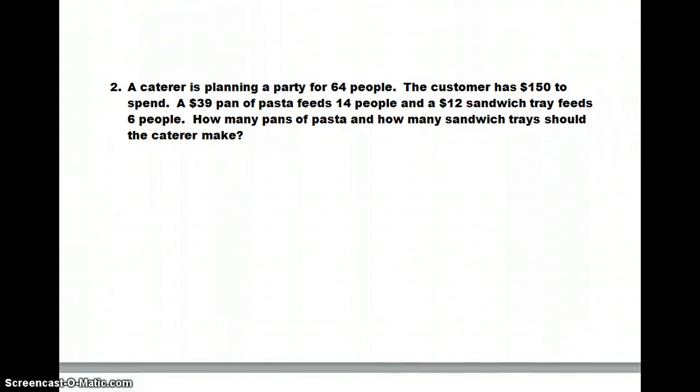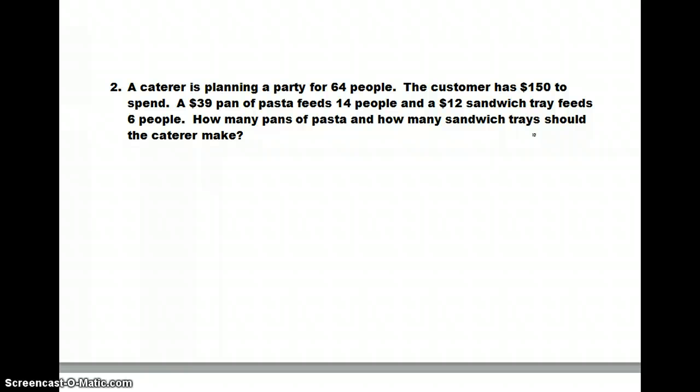Okay, example number 2. A caterer is planning a party for 64 people. The customer has $150 to spend. A $39 pan of pasta feeds 14 people, and a $12 sandwich tray feeds 6 people. How many pans of pasta and how many sandwich trays should the caterer make? Once again, we're going to set this system of equations up, but we're not going to solve for it. We're just going to set it up.